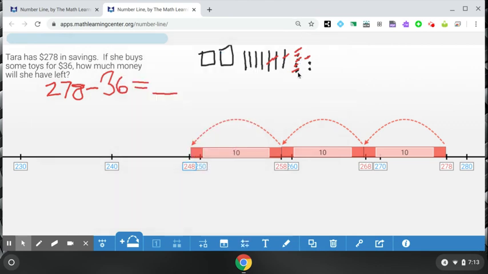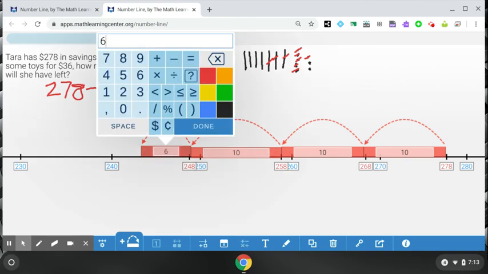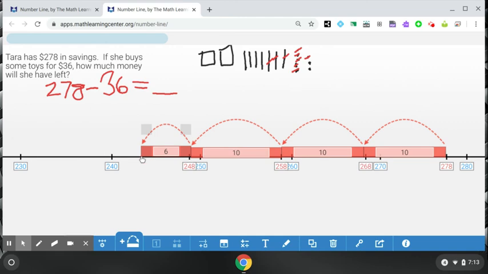Now I need to go ahead and take away my 6 ones. And so I need one more jump here and to make it go backwards. And it's not going to be a full 10. And if I'm at 248 and I need to take 6 of those away, I'm left with 2. So I'm going to take 6 of them away, and that leaves me with the number 242.